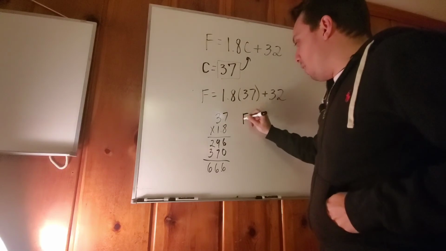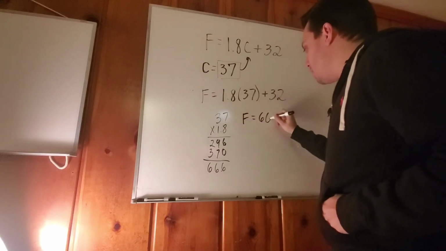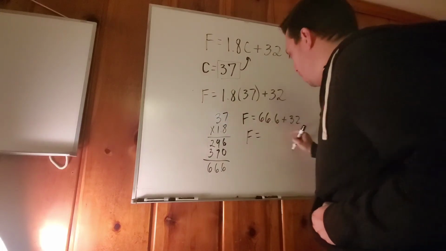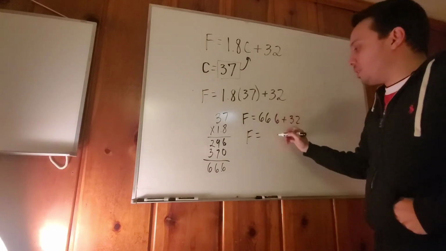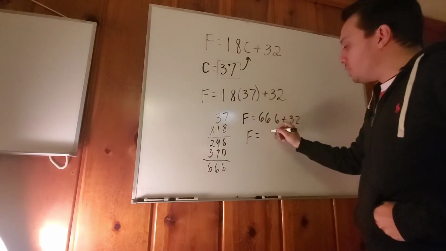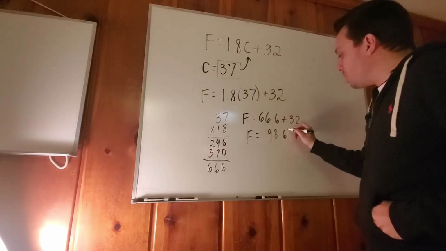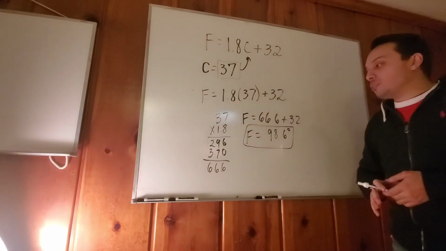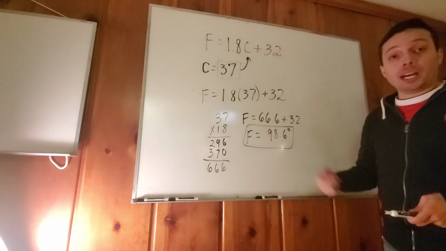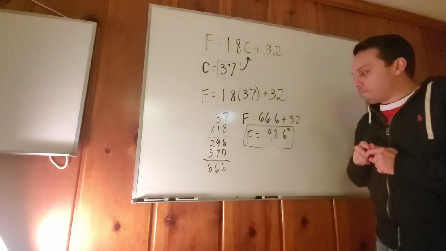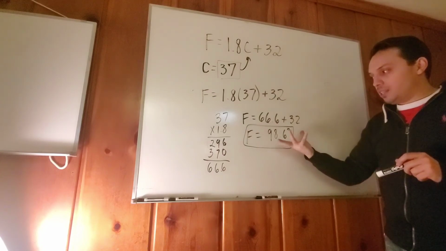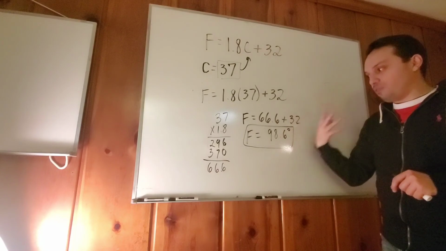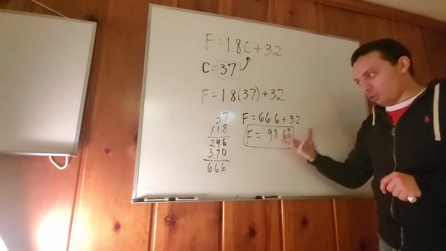And so we then have Fahrenheit equals 66.6 plus 32. I told you that it would be okay. The 32 helps us here because 2 plus 6 is going to be 8, and 3 plus 6 is going to be 9. 98.6 degrees Fahrenheit. So 37 degrees Celsius is pretty hot because it's 98.6 degrees Fahrenheit. Obviously, if you had this type of temperature, this would be definitely summer, or you're visiting a nice warm place.